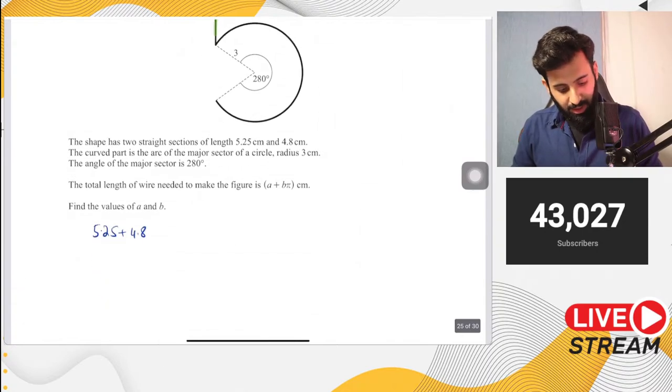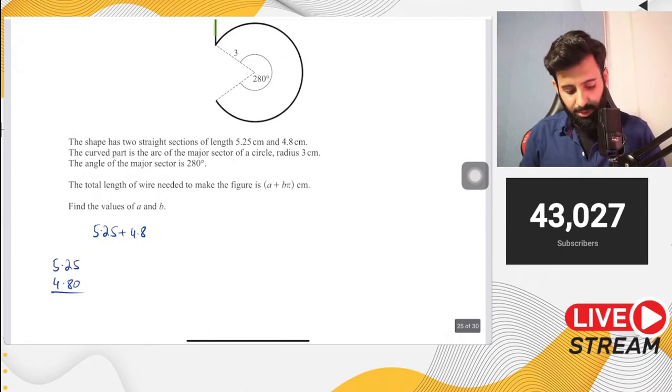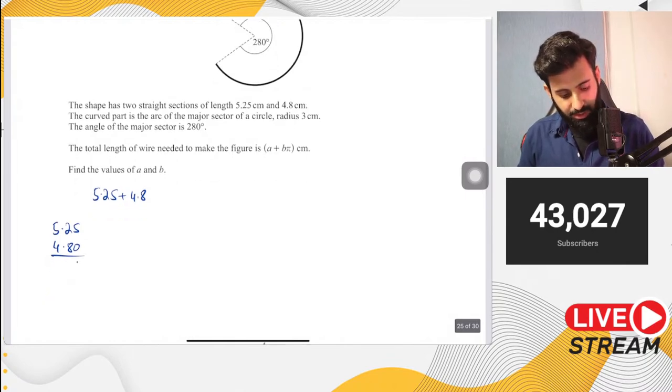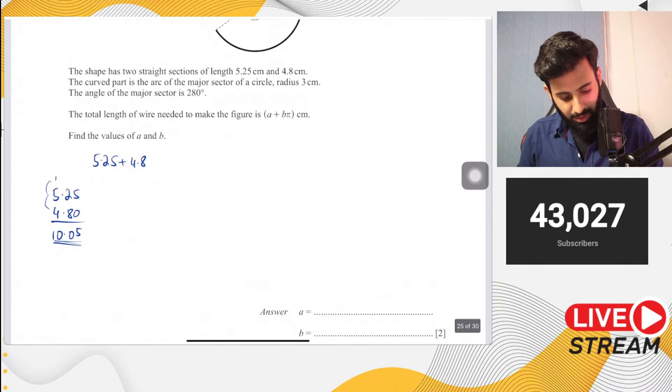If you're like me, not too confident about your mental maths, then I'd suggest you do it like this. 5 plus 0 is 5, 2 plus 8 is 10, 5 plus 1 is 6, 6 plus 4 is 10. So 10.05. That means whatever it's going to be, it's 10.05 plus something.